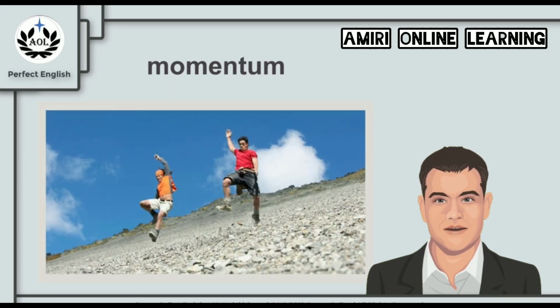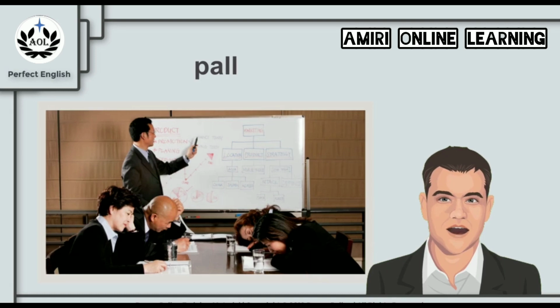So the next time you remember this picture of these two people coming down the mountain, remember the word momentum and what it means. And now for the next key word, pall. You can see that this is a meeting and there is a person who is explaining things on the board, and the other people in the meeting do not seem to be very interested, or maybe he's not that engaging in the way he's explaining things, so they got bored. But how does that relate to the word pall?